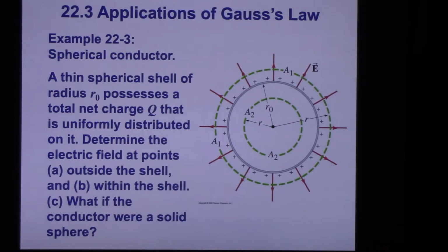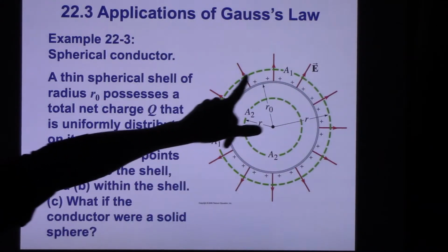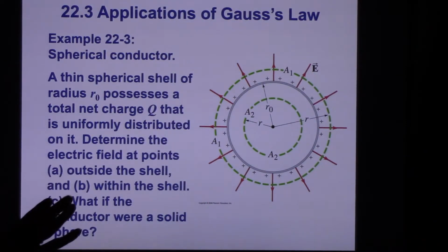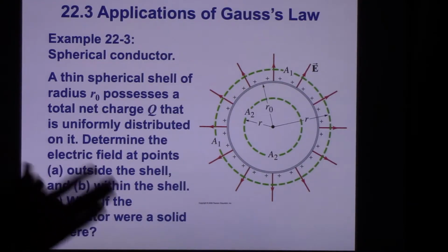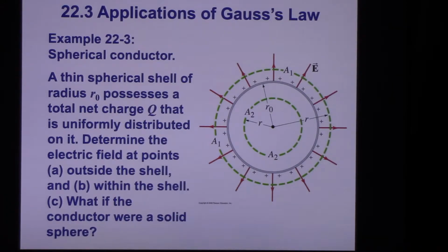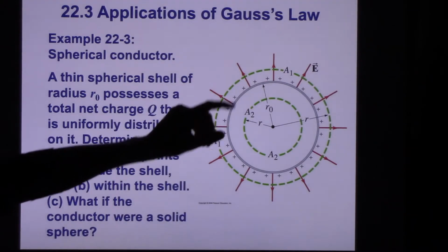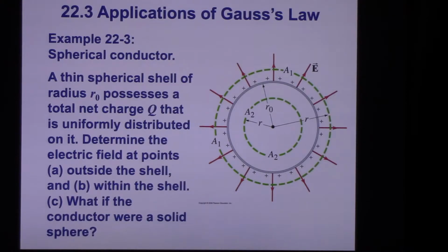Okay, let's do something practical with Gauss's law. It says that we have a spherical conductor. So what we've got now is, and there it is, that gray circular thing, that's actually spherical. It's a cut-through view. And so that's a spherical, maybe it's a piece of steel. It's a steel hollow shell, spherical shell. And what we want to be able to do is calculate the E field at all locations outside and all locations inside of that spherical shell.